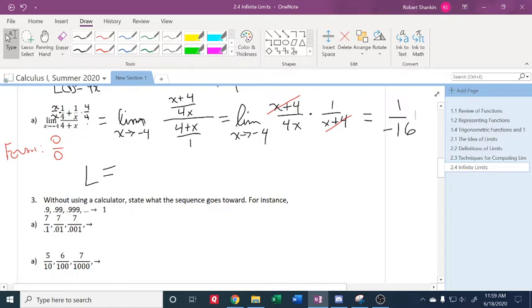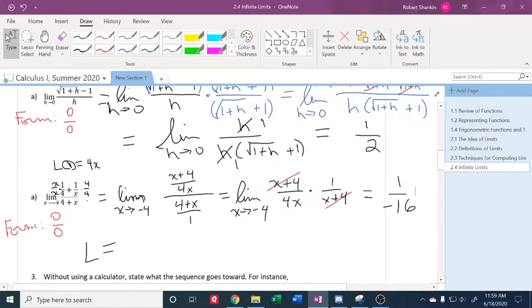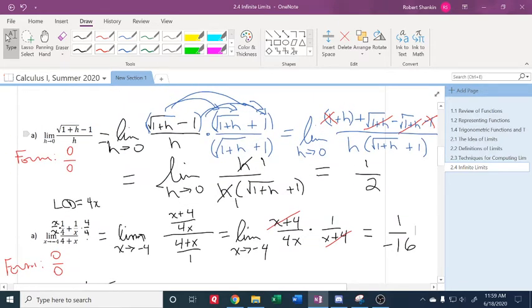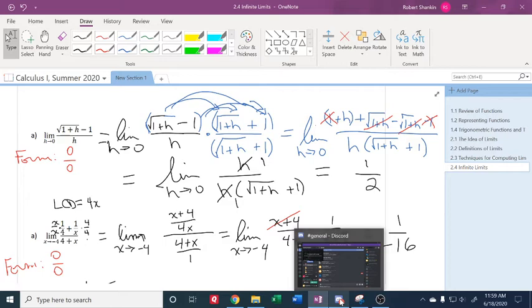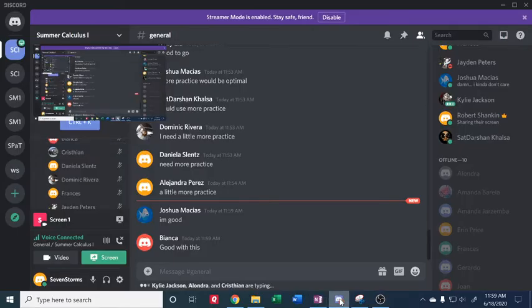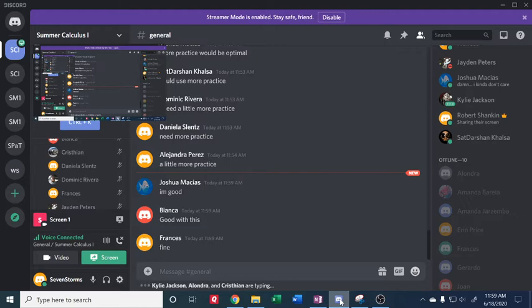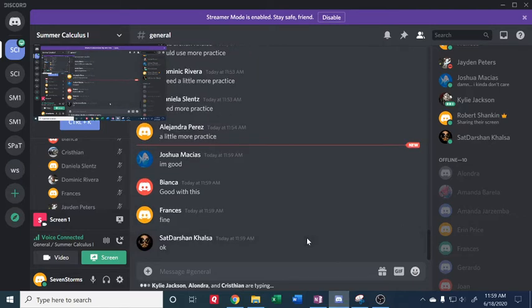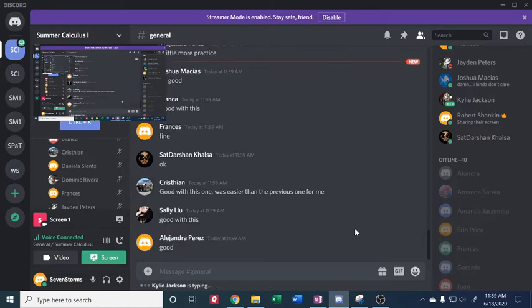A little bit of feedback on this one. Was this tougher than the previous one? These are two of the tougher ones with the limits. Algebraic reduction, but sometimes the algebra is a little complex. All right.